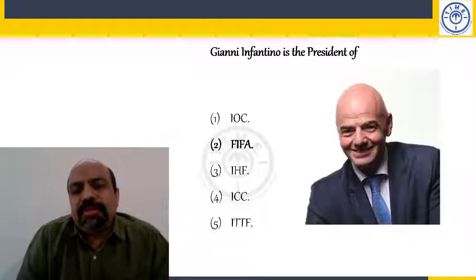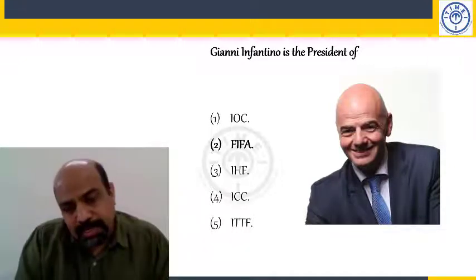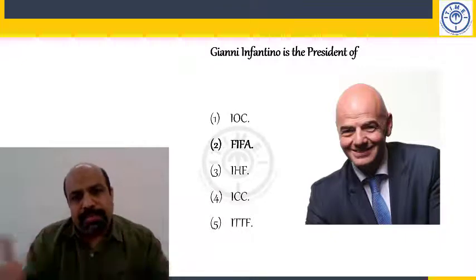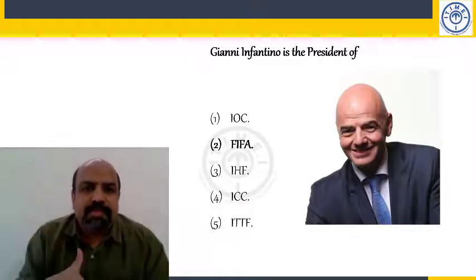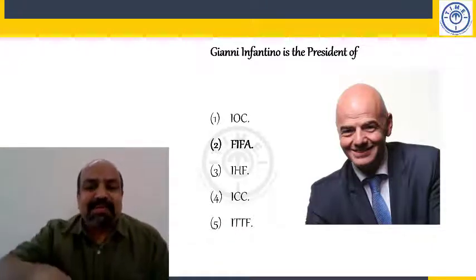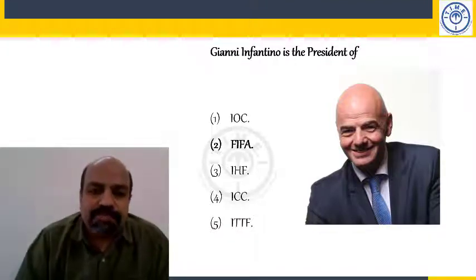Gianni Infantino is the president of FIFA. You write the full forms of all these organizations here. Very crazy places. I deliberately put all these things. While our team makes these questions, sometimes I change 3-4 of them. This will give a lot of information. We'll spend 3-4 minutes on this. FIFA, subheading FIFA.